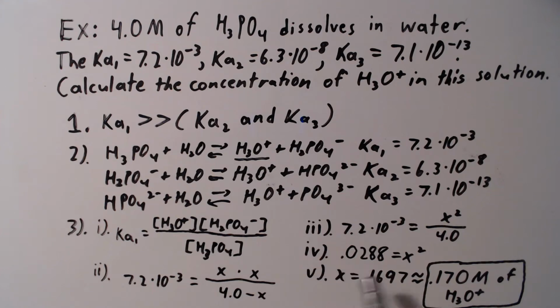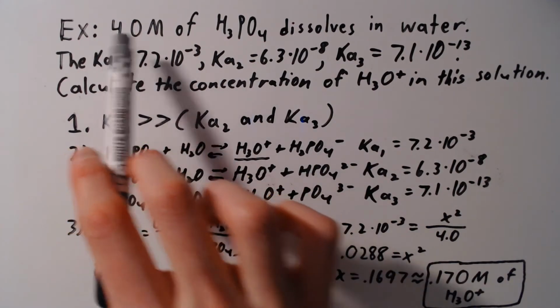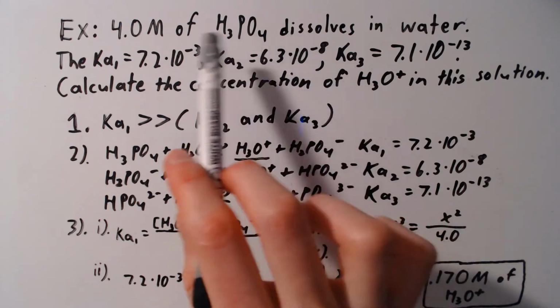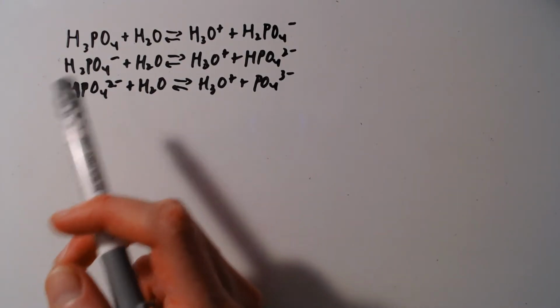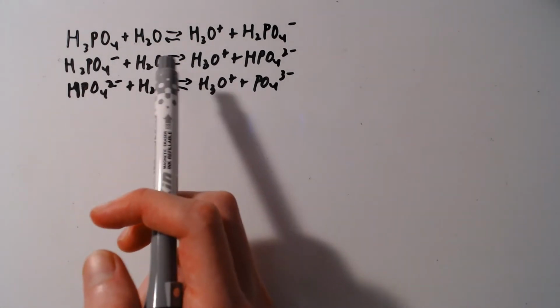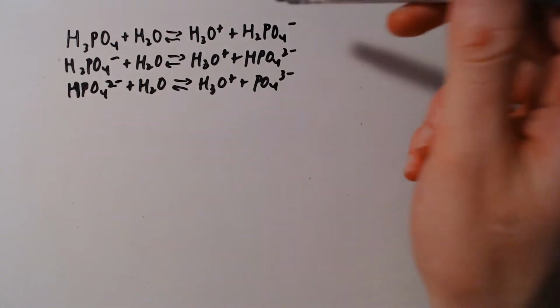Take the square root of 0.0288 and we get 0.1697, rounded to 0.170 molar of H3O+. So the concentration of H3O+ is essentially 0.170 molar for the 4 molar of this phosphoric acid that was dissolved in water.